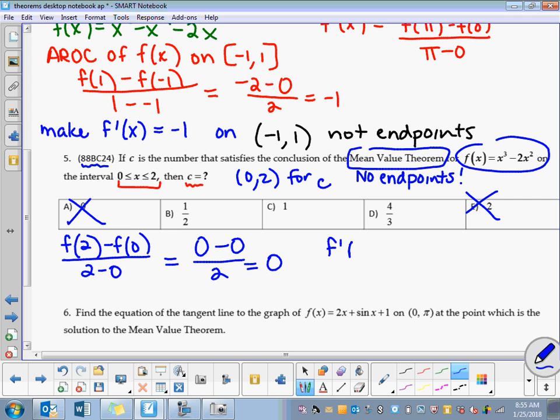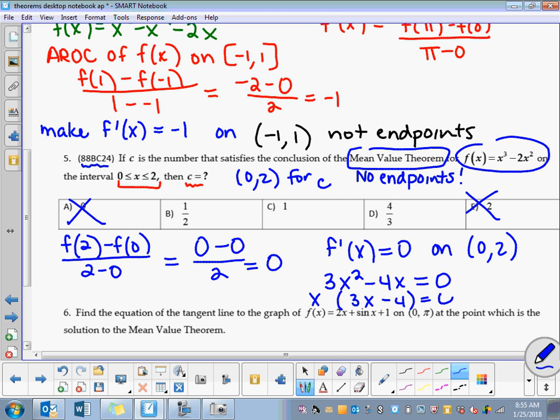So f prime of x equal to 0 on the interval 0 to 2 is what the mean value theorem says should happen. 3x squared minus 4x equals 0. x times 3x minus 4. It can't be x equals 0 because of the restrictions off the endpoints. So, bam.